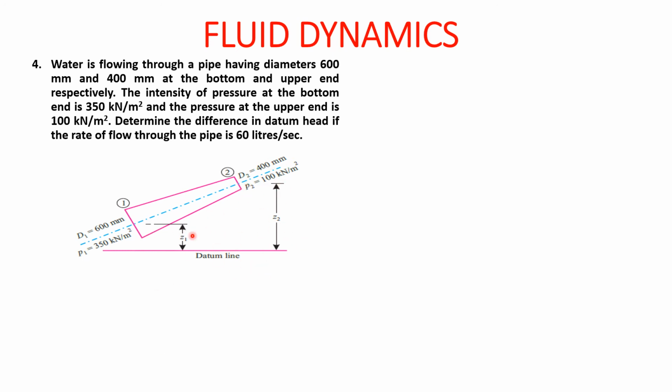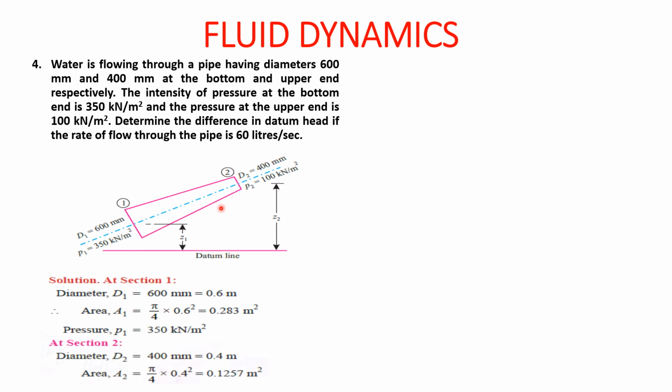What is the difference between these particular datum heads? That we have to find. So D1 is 600 mm. Converting it into meter, 0.6 meters. A1 is equal to pi by 4 D1 square. So pi by 4 into 0.6 square, we get this as 0.283 meter square. P1 is 350 kilonewton per meter square, so kept as it is.